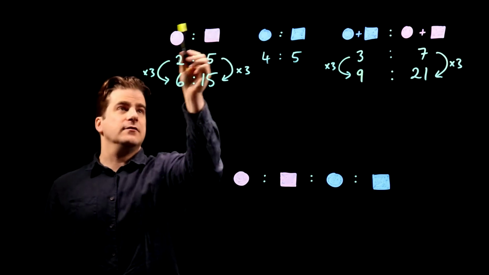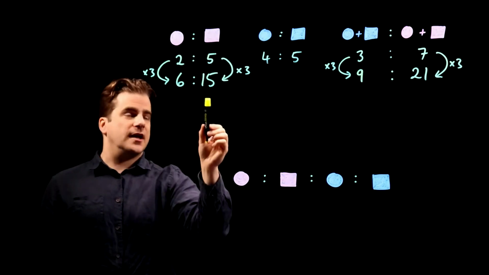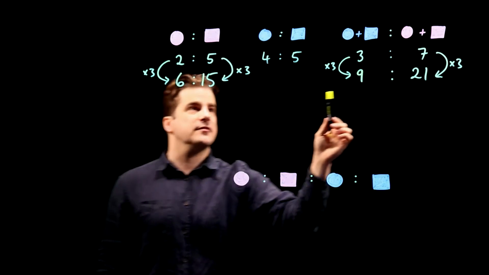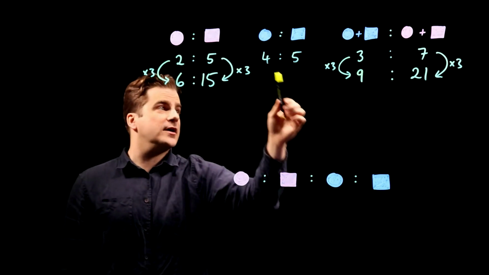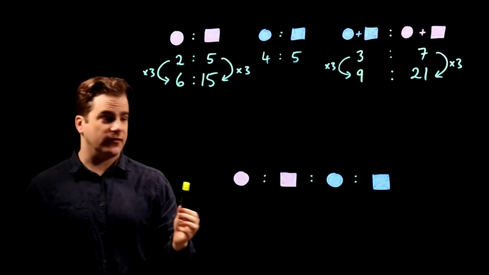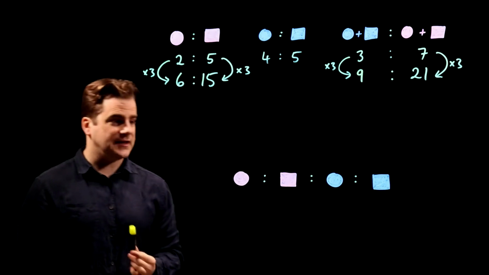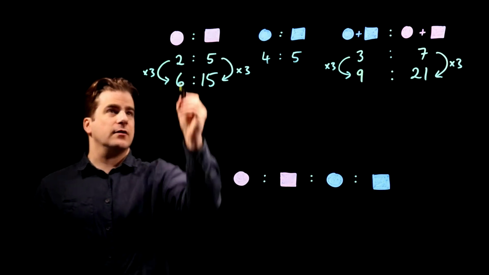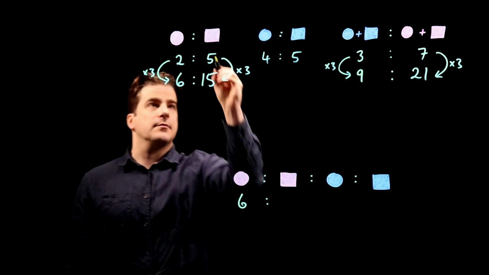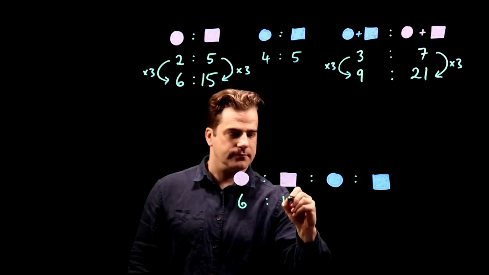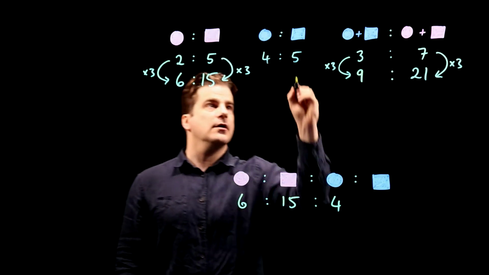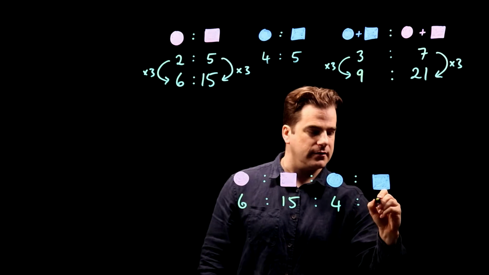6 plus 15 for the black shapes makes 21. We've got that here for the total for the black shapes. 4 plus 5 is 9 for the white shapes, and we've got that here for the total, the white shapes. Okay, good, we've done it. We're ready to fill in the full ratio, okay? So, black circles is 6, black squares is 15, white circles is 4, white squares is 5.